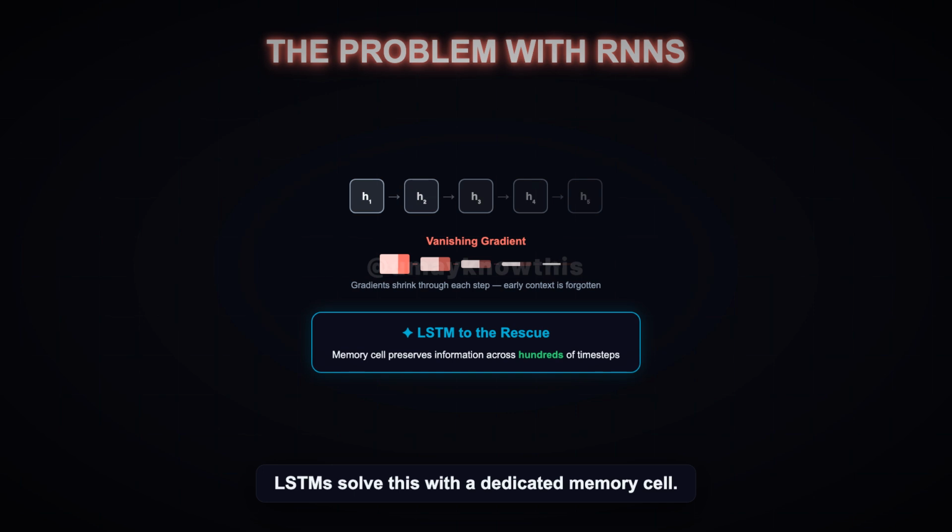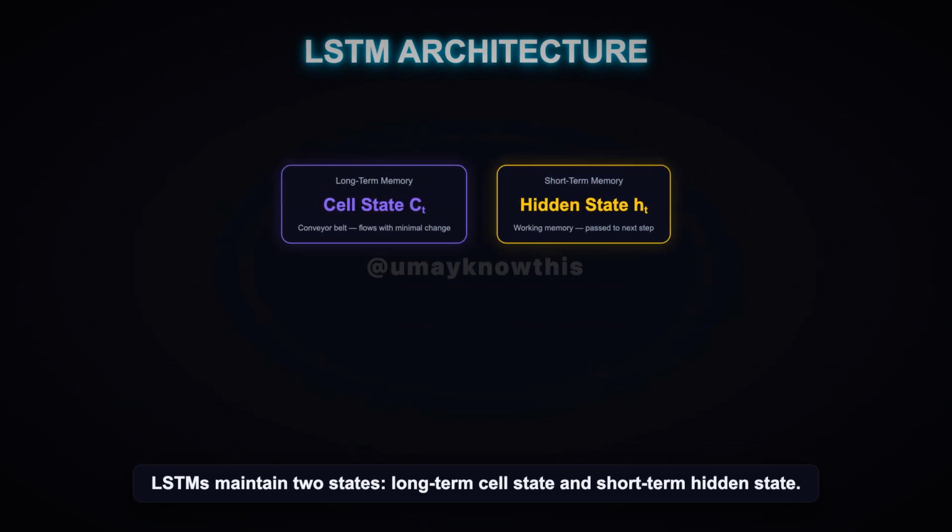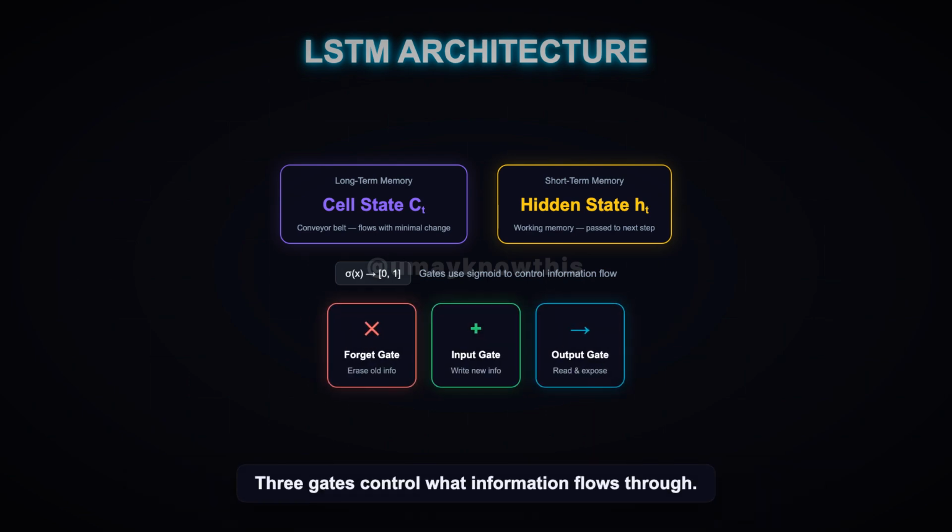Long short-term memory networks, or LSTMs, were designed to fix exactly this problem. They introduce a special memory cell that can store information across hundreds of time steps, giving the network a true long-term memory. An LSTM cell has two flows of information, the hidden state, which works like a short-term working memory, and the cell state, which acts as a long-term conveyor belt.